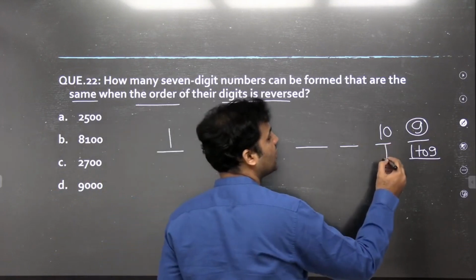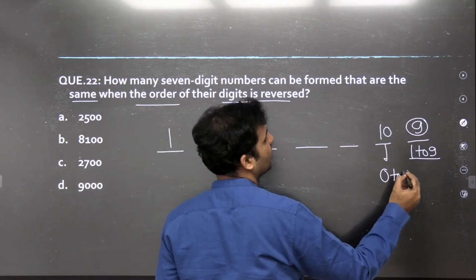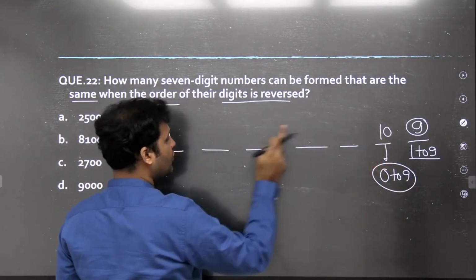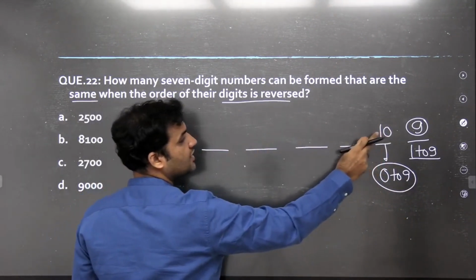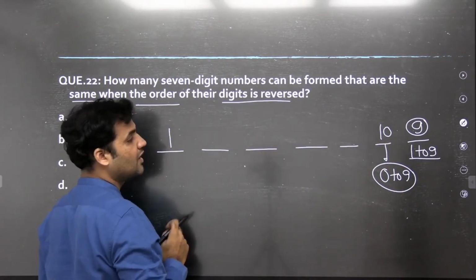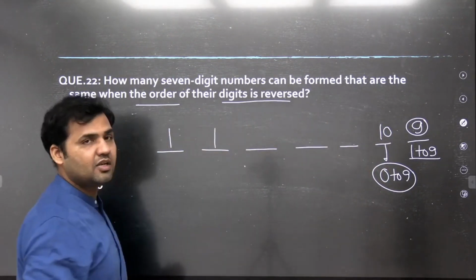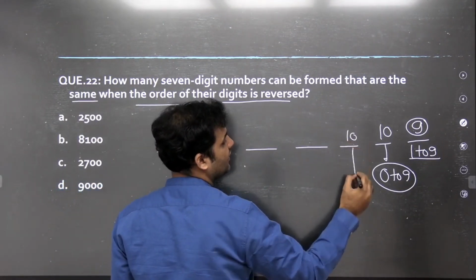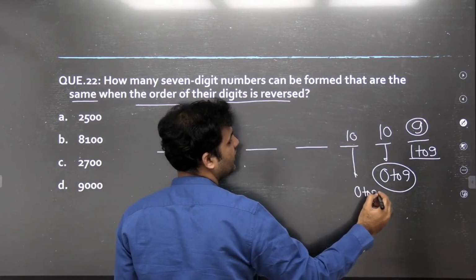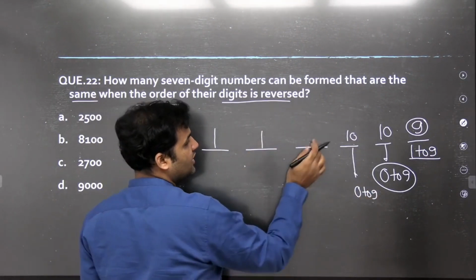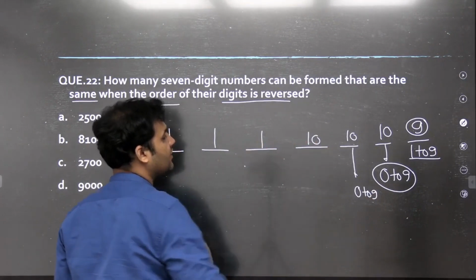Why 10 ways? Because you can place any number from 0 to 9 on this place. Now if this digit is 0, you'll have to place 0 over here. If this place has digit 1, then this place will also have digit 1. That means this place can be filled only in 1 way. Similarly, this place can also be filled in 10 ways, it can be anything from 0 to 9. Then this place can be filled only in 1 way. Now this place can be filled in 10 ways.